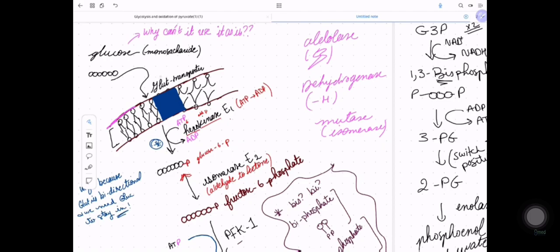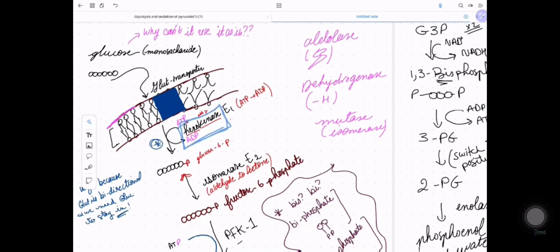So actually, this is not our topic right now, but GLUT has a lot of types. So there's GLUT2, GLUT4, whatever. Now let's just say GLUT. So glucose enters the cell, right? And then, since GLUT is a bidirectional transporter, that means that when glucose comes in, it can just go out, right? But what the cell does to retain the glucose inside, it picks up this enzyme called hexokinase, right?